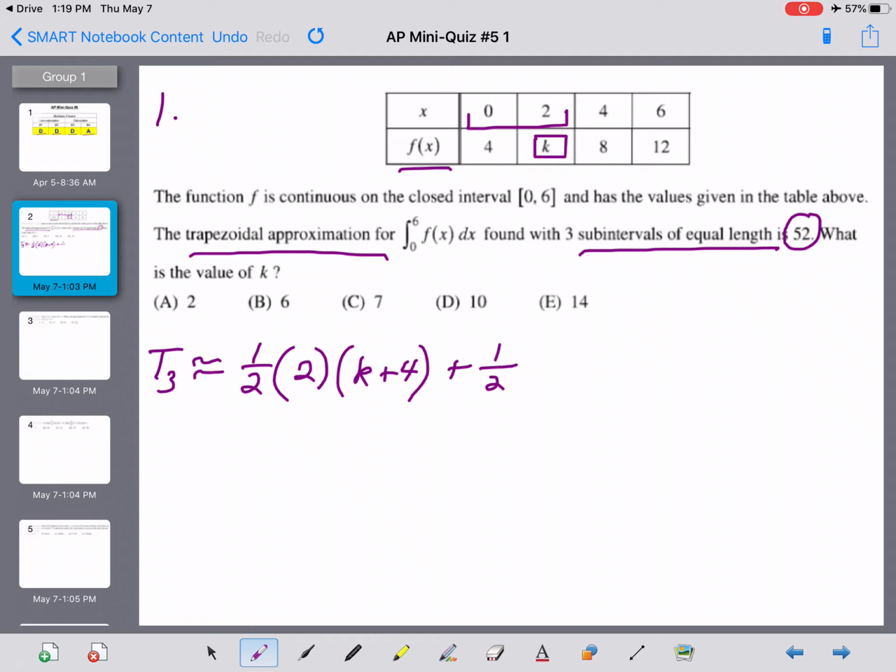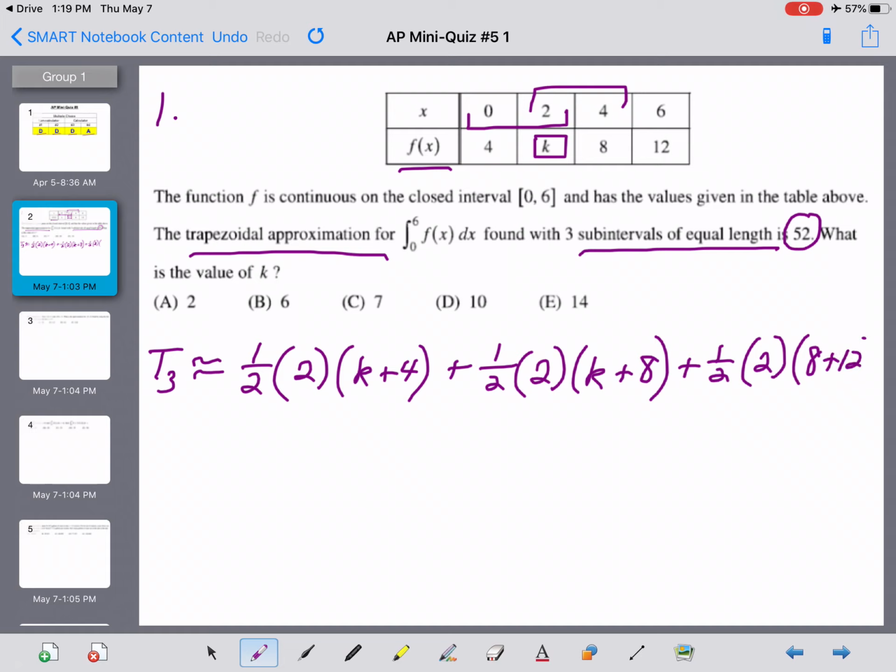Second one, 1/2 times a height. Now this time we're going from 2 to 4, which again is still a height of 2, and adding together its bases, that's going to get us a k plus 8. That's the second trapezoid. And the third one is going to be a 1/2. Now from 4 to 6 is again a height of 2, and then adding the two bases together, that's going to be an 8 plus a 12. And they told us now that the value of that trapezoidal approximation is 52. So that's going to go right here. And let's see what we can do to solve for k.